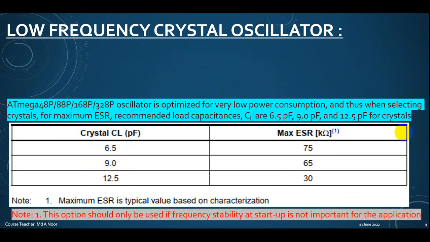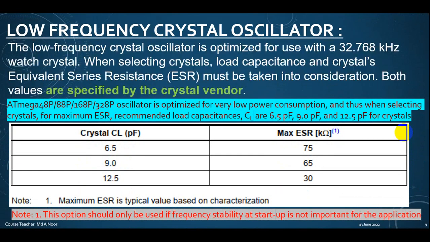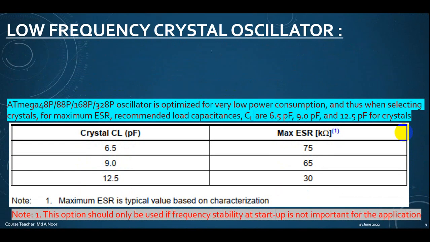Low frequency crystal oscillator. Look at over here. The ATmega 48P, 88P, 168P, 328P oscillator is optimized for very low power consumption. And thus, when selecting crystals for maximum ESR, the recommended load capacitors CL are 6.5 picofarad, 9.0 picofarad, and 12.5 picofarad for crystals.